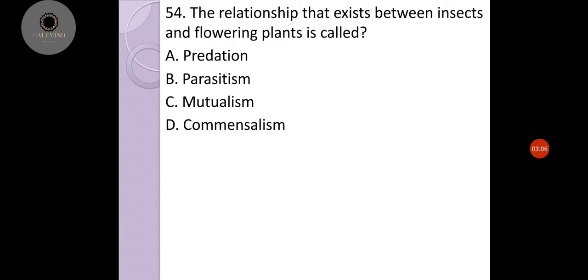So, yung pollen grain ng plants mapupunta sa female part ng flower and then yung plant na yon is ma-fertilize siya. So, meron silang both of them benefit from each other. So, ang tawag doon is mutualism.